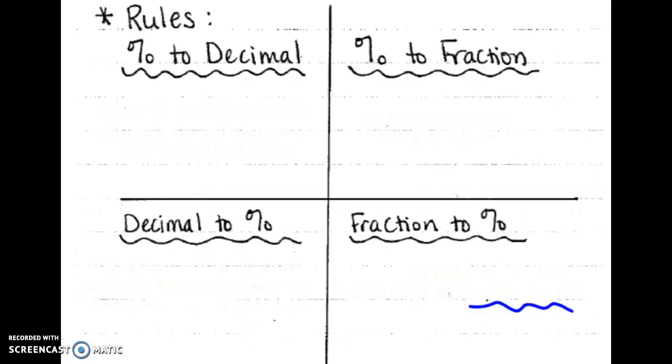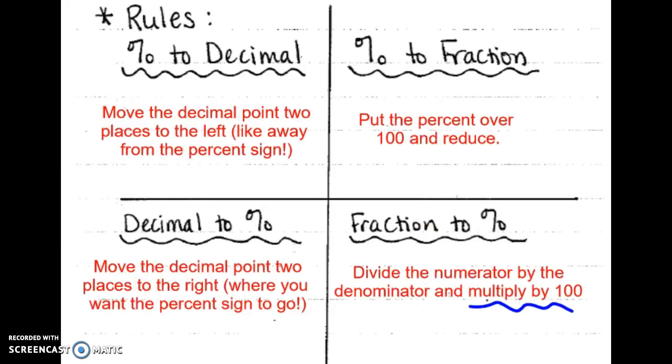So let's fill out our rules. What did we just get done doing? We changed a percent to a decimal and a decimal to a fraction. Please copy down these rules in your notes and pause the video. To change a percent to a decimal, we move the decimal point 2 places to the left, away from the percent sign. So on the screen before, we would drop the sign and move 2 places away. To change a percent to a fraction, we put the percent over 100 and we simplify or reduce.